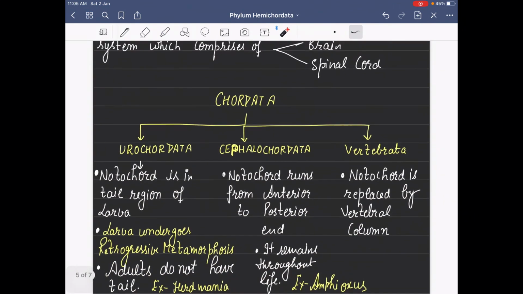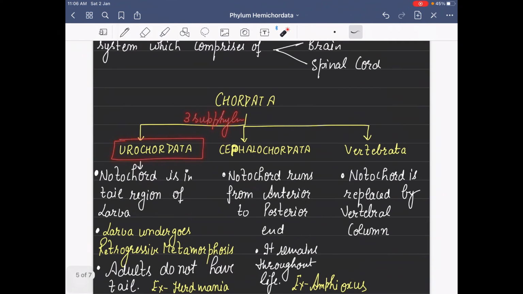Now when we talk about Chordata, it is the main phylum, right? Chordata is further divided into 3 subphyla. What are those 3 subphyla?